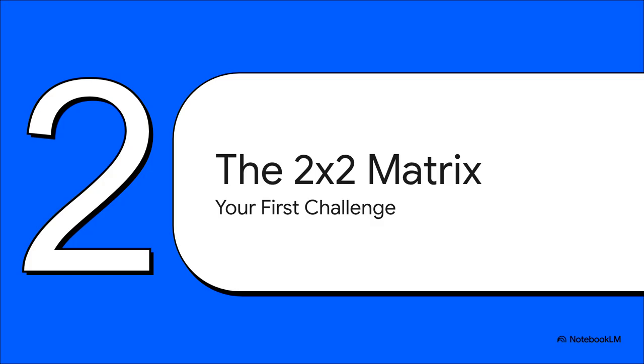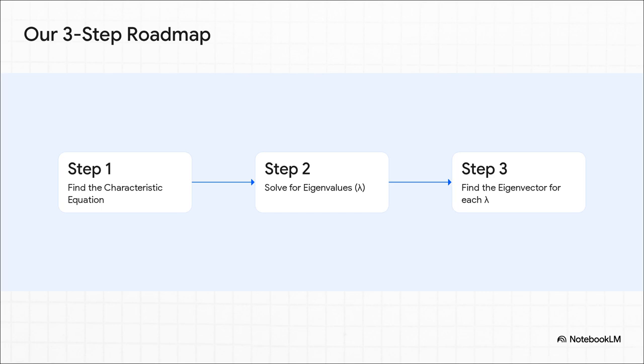All right, let's start with level 1 of our challenge, a classic 2x2 matrix. This is the perfect place to learn the fundamental steps without getting bogged down in too many details. We're going to follow a pretty straightforward three-step game plan. First, we'll build that characteristic equation. Second, we'll solve it to get our lambda values. And third, for each one of those lambdas, we'll go and find its own unique eigenvector.